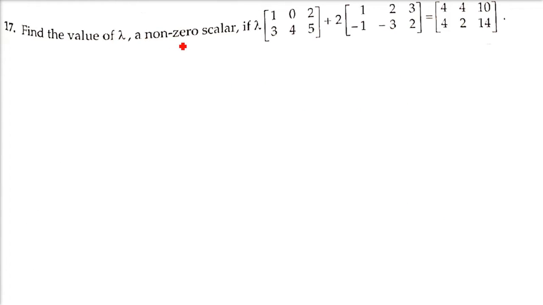Find the value of lambda, a non-zero scalar, if lambda into this plus 2 into this is equal to this.